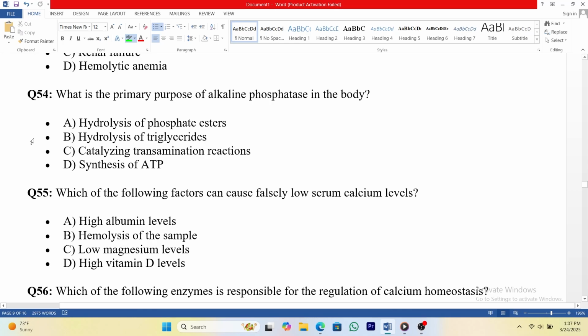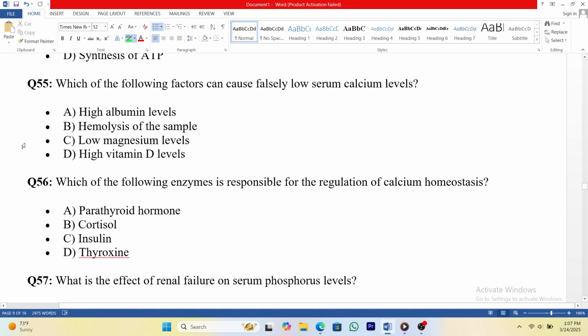A. Hydrolysis of phosphate esters. B. Hydrolysis of triglycerides. C. Catalyzing transamination reactions. D. Synthesis of ADP. Answer: A. 55. Which of the following factors can cause falsely low serum calcium levels?